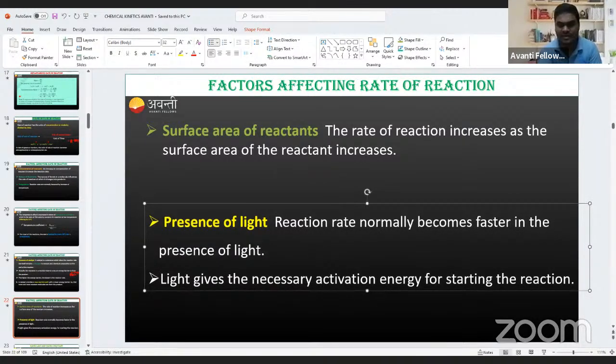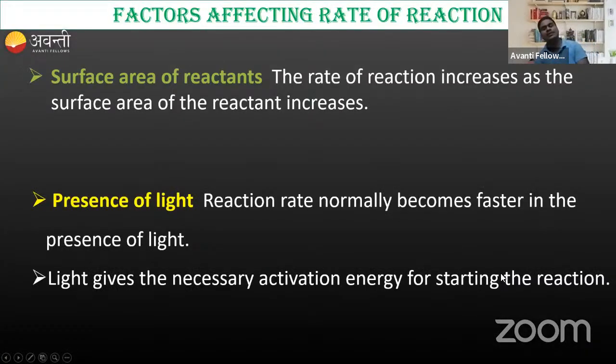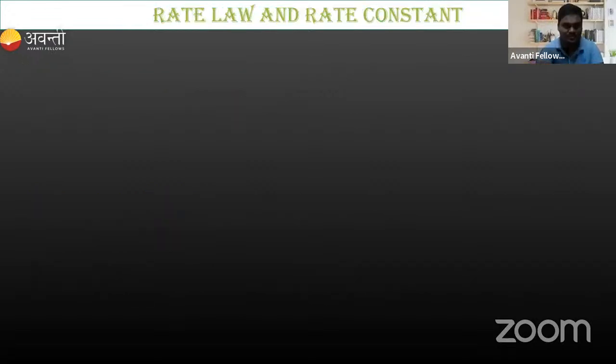This is a very important point also, the presence of light. How does the presence of light actually affect the rate of reaction? Reaction rate normally becomes faster in the presence of light. If the reaction is carried out in the presence of light, the rate of reaction becomes faster, and light gives the necessary activation energy for starting the reaction.